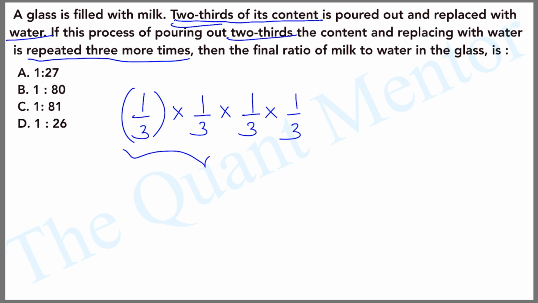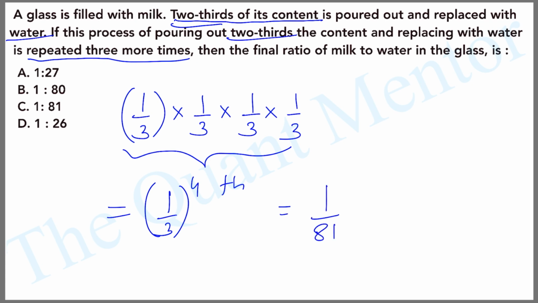So this one-third will happen exactly four times, or I would say the content of milk is now 1 by 3 raised to 4 of the total solution. 1 by 3 raised to 4 is 1 by 81. So now the milk content is 1 by 81th of the entire mixture.